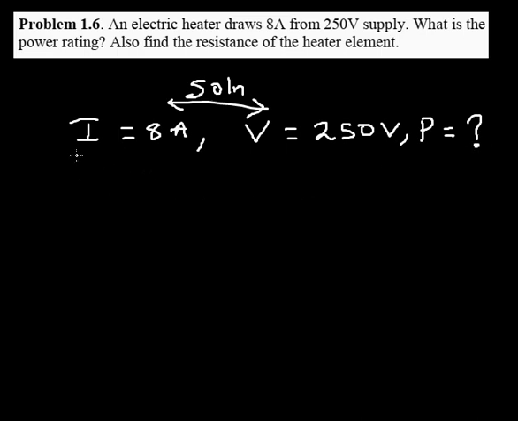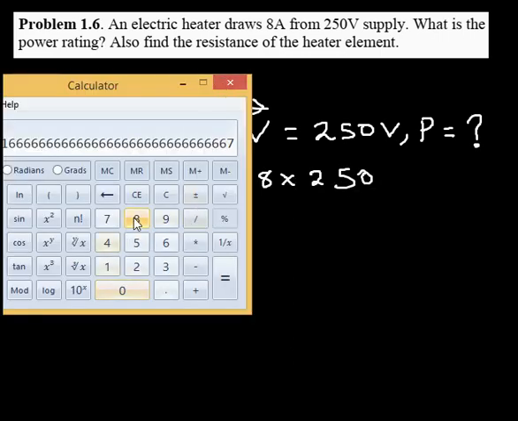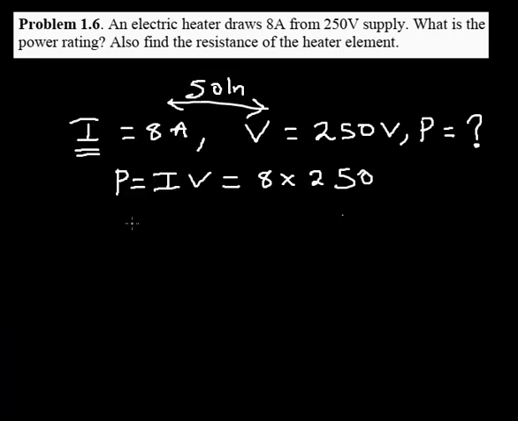Having been given current and voltage, which formula of power am I going to use? The formula of power that relates current and voltage, and of course that's going to be power is equal to IV. Remember, current times voltage. So that means the power is going to be equal to 8 times 250. Okay, so let's do that. 8 times 250 is 2000. So the power is 2000 watt.